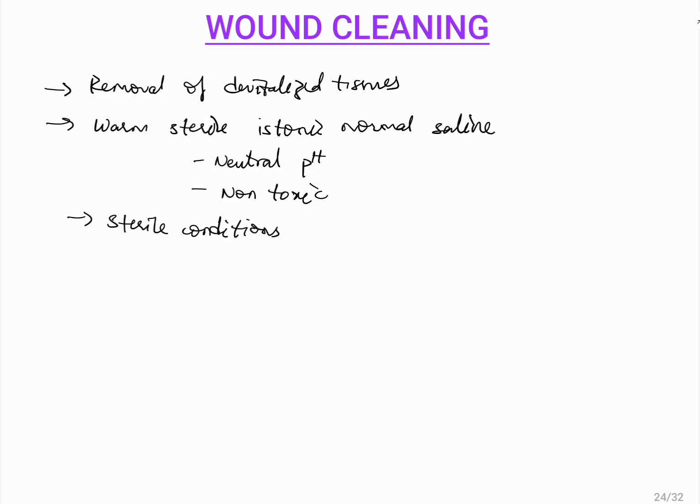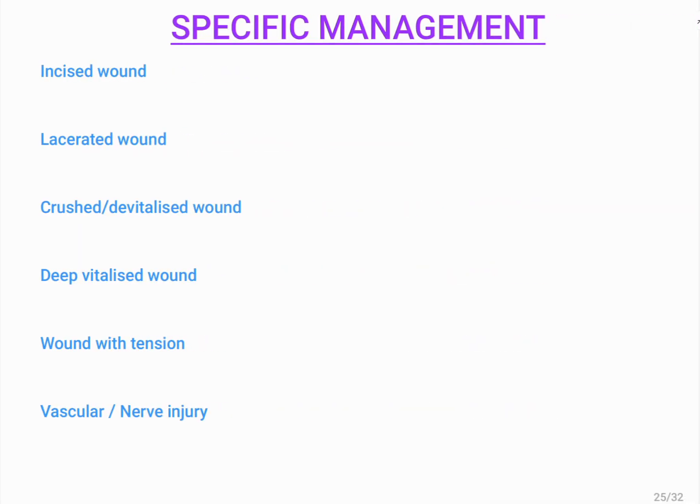Wound cleaning is the first process which should be done before going into the specific management of a wound. After completing the wound cleaning, we go to the specific management of the wound. Here, the wound should be properly inspected and classified as per the type of wound. The types of wound could be incised wound, lacerated wound, crushed or devitalized wound, deep vitalized wound, wound with tension, and vascular or any nerve injury.